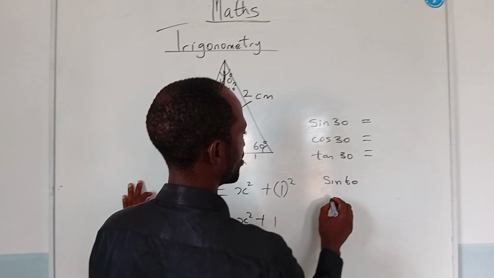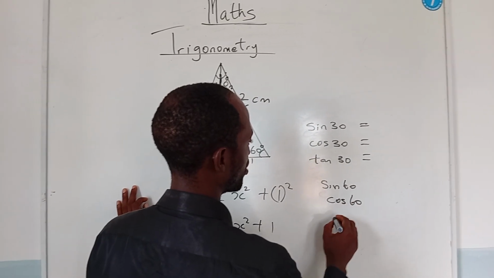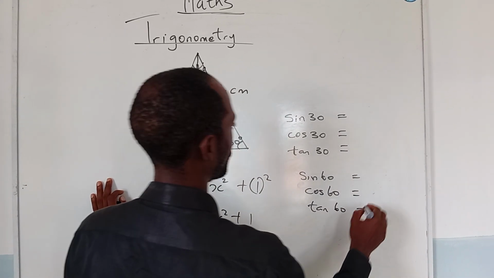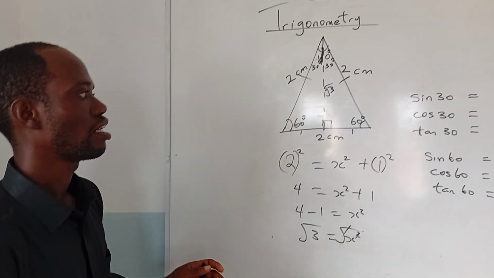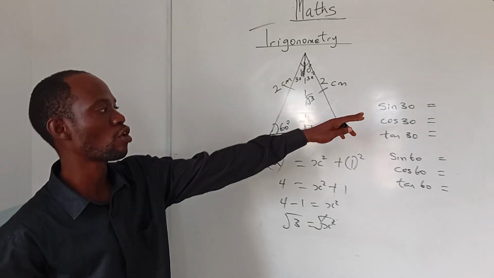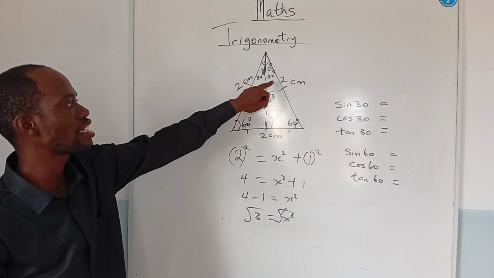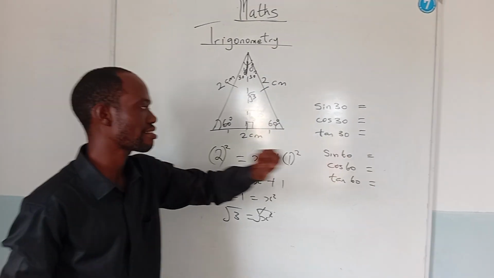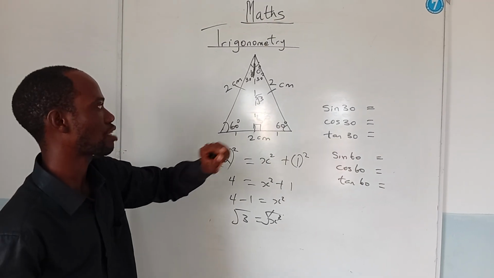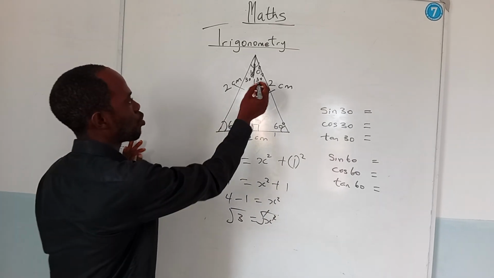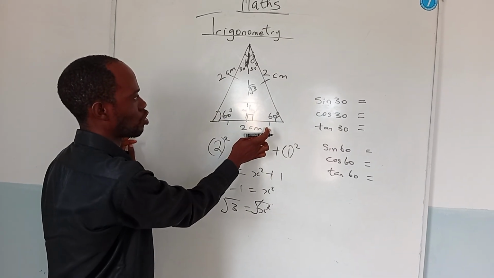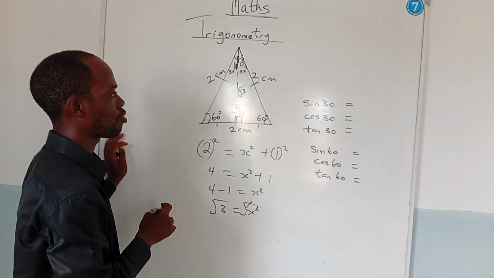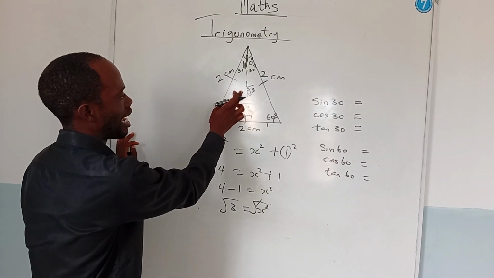Sin 60, cos 60, and then tan 60. So if I'm looking for sin 30, I will be making use of this angle. And if I'm looking for sin 60, I will make use of this angle. So let's start with sin 30. So this place turns to be my opposite, while this place will be my adjacent.